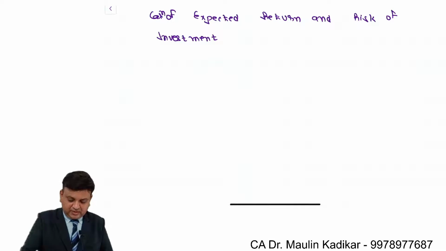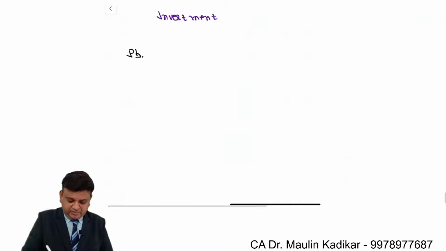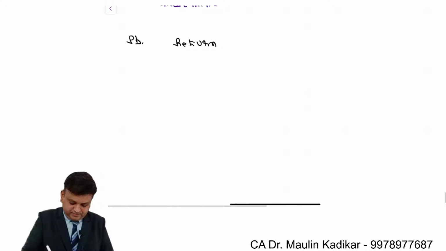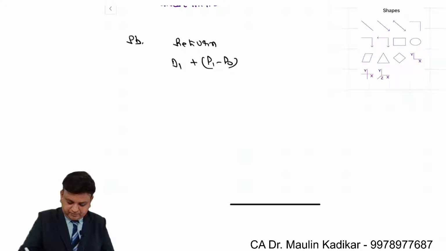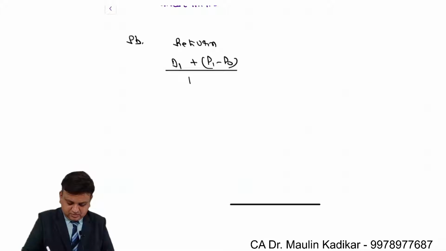So let us see how to calculate the same. Column number 1 is probability. Column number 2 is return. D1 plus P1 minus P0, whole divided by P0 into 100.